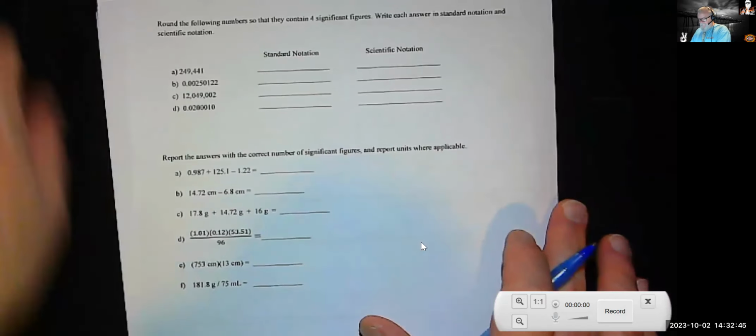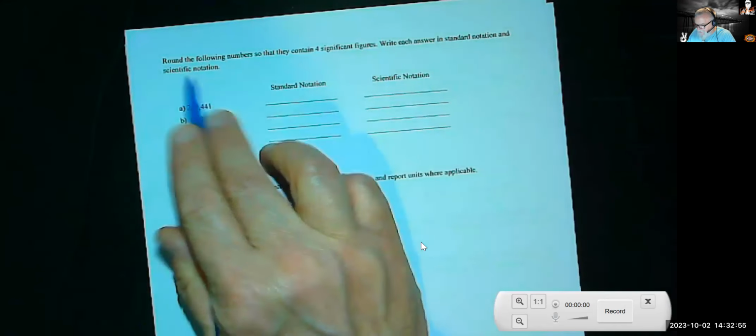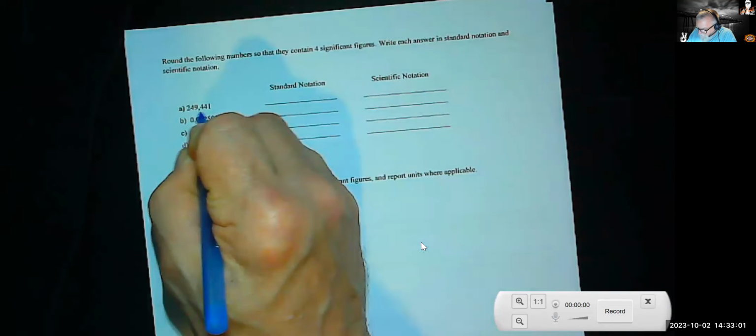Let's do the backside here. It says round the following numbers so that they contain 4 significant figures. Write each answer in standard notation and scientific notation. So 4 sig figs is going to be this one here. And it's not going to round up because of the 4. So we'll keep it as a 4. So 249,400.